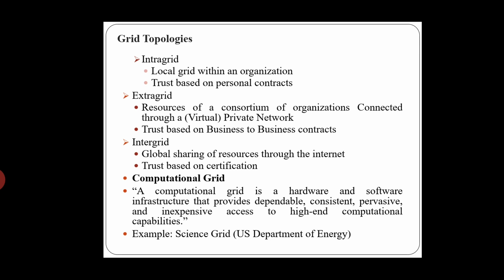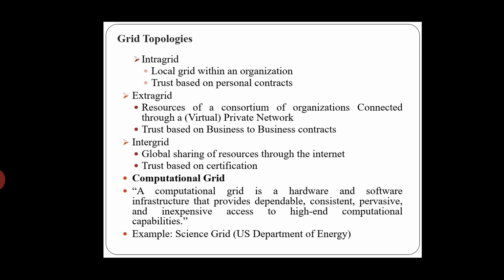Coming to the extragrid, the name itself says what it is: resources of a consortium of organizations connected through a private, virtual network, with trust based on business to business contracts. And coming to the intergrid, it is global sharing of resources through the internet, with trust based on certification.